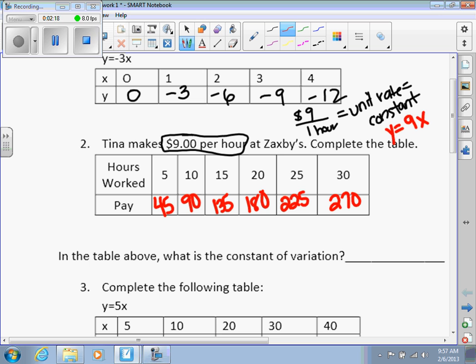Okay, you know how many hours you typically work in a week? 40. Let's see what she would make at 40 hours. How much is she going to bring home after working 8 hours a day for a whole 5 days? How much? 360. 360.